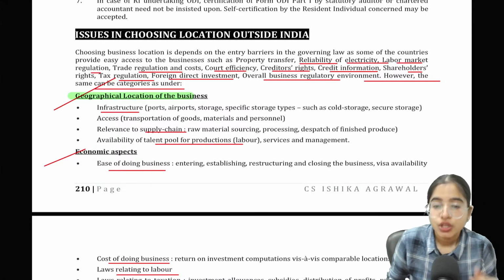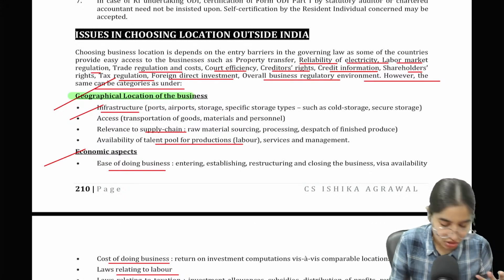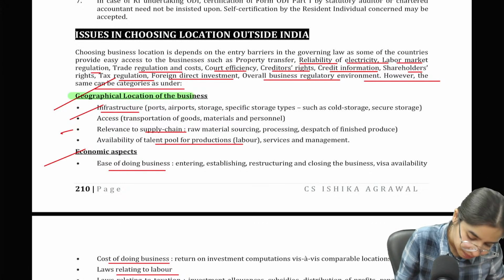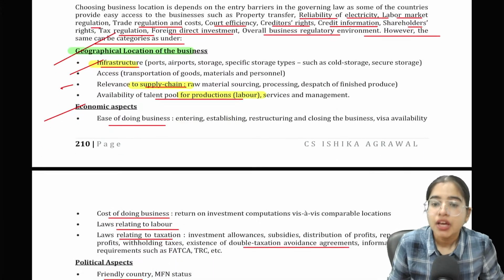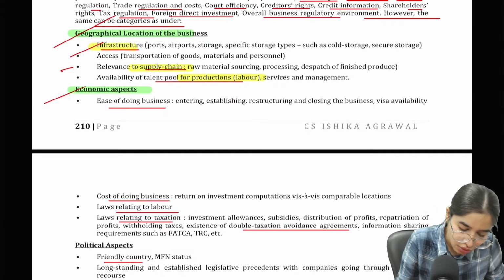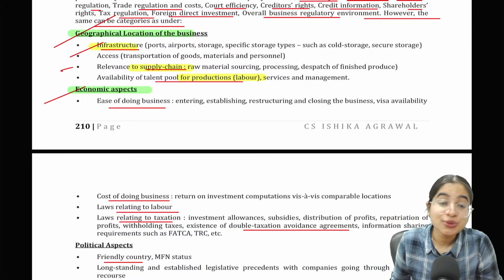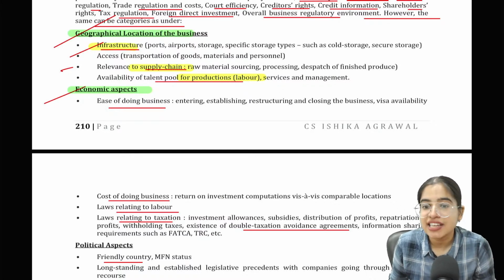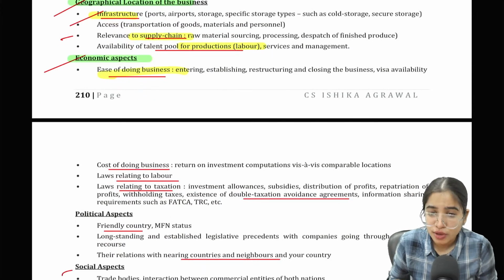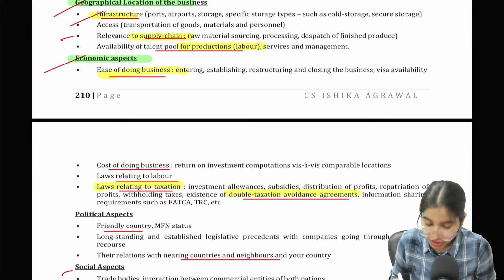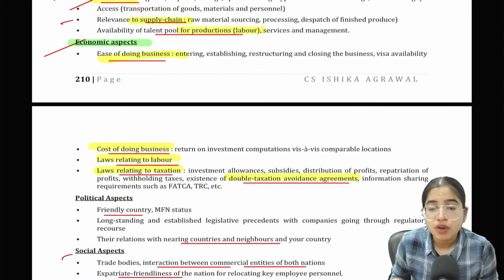Number 1, you will check geographical location. You will see infrastructure, which country has good infrastructure. You will see which country has a good supply chain. You will see which country has sufficient labor. Economic aspect, you will see ease of doing business and taxation benefits, because obviously you prefer that country where there is less taxation, where there is ease of doing business, less government control. You see laws relating to taxation, with which country we have a double taxation avoidance agreement, laws relating to labor, cost of doing business, all these things.